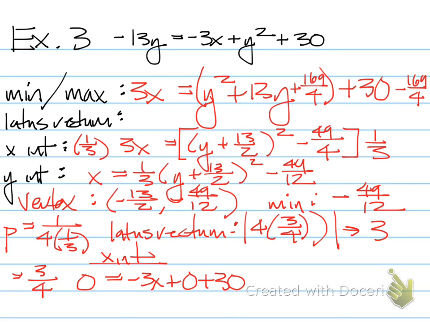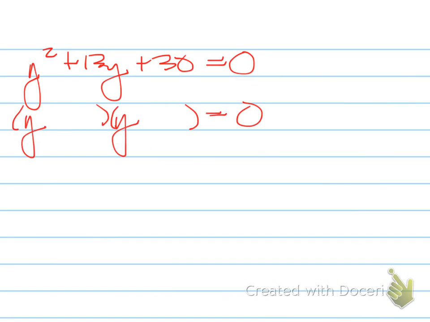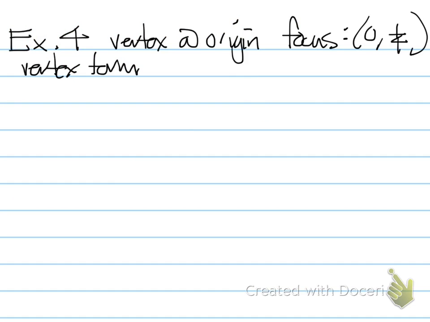The x-intercept we find by plugging in 0 for the y's and solving for x. It's going to be 10. The y-intercept we find by plugging in 0 for the x's and solving for y. And we will get 2 y-intercepts. There will be y-intercepts at -3 and -10.